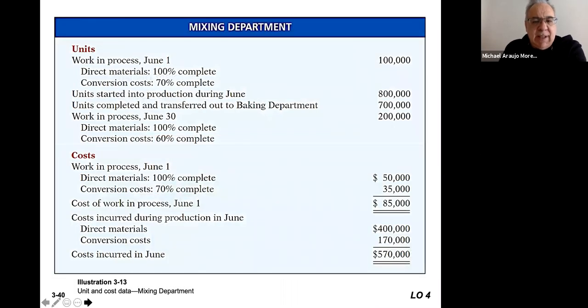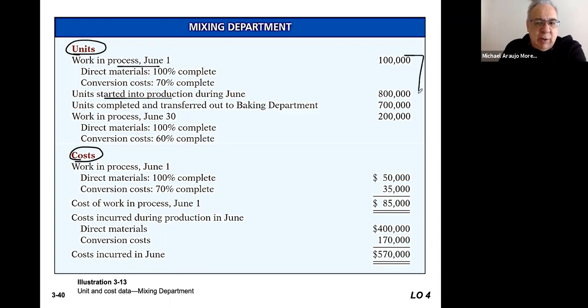So it starts basically with some basic data. We have two pieces of data that we need: the number of units that are involved in a particular month and the costs that are involved in a particular month. And here it looks like everything's for the month of June, the number of units starting in June, and the materials and conversion costs that were put into play, started into production.